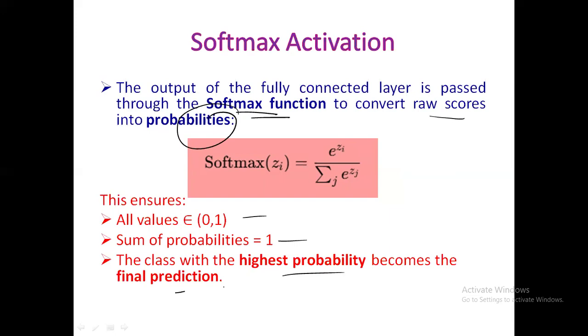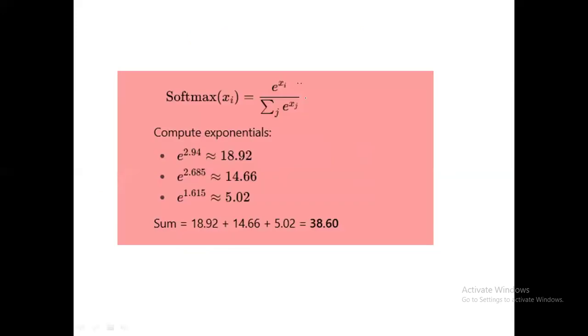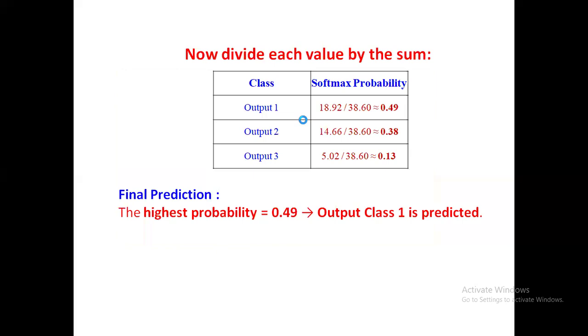The class with the highest probability becomes the final prediction if you are already given the targeted value. Here the softmax function is this. We know that the first value is 2.94, and the second value is 2.68. I have used the calculator and found out this value, e power 2.94 is 18.92, e power 2.68 is 14.66, and here we have to sum up. If you are summing up 18.92 plus 14.66 plus 5.02, we got 38.60. So for each and every value we found out.